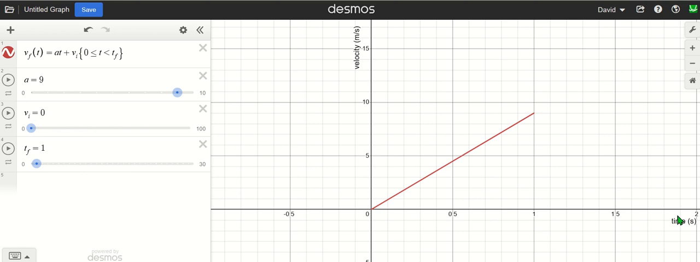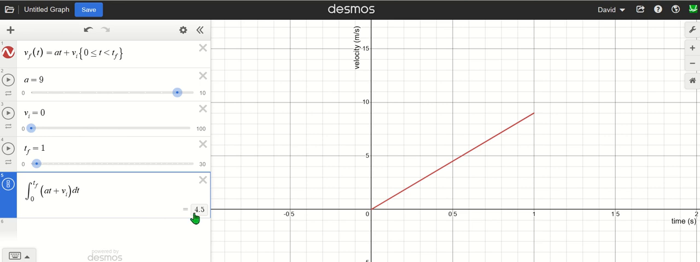Now the important thing that we want to do here is we want to get the area under the curve. And we do this by making an integral for our expression right here. So I'm going to put int for integral. My lowest time is going to be 0. My maximum time is going to be this final time. And then I am going to write out my expression. So I have at plus my initial time. My independent variable is going to be time.